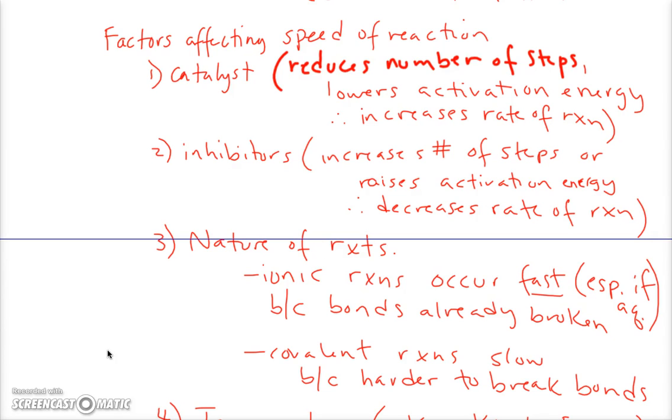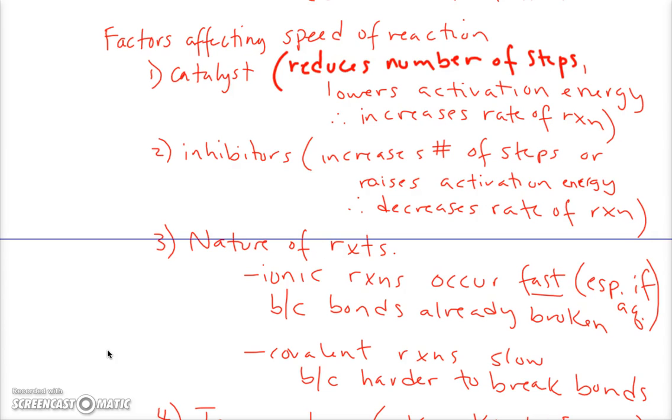Now, opposite of a catalyst, there are inhibitors. Inhibitors increase the number of steps that a reaction takes to make it happen, or it will raise the activation energy. Either way, there is a decrease in the rate of a reaction when an inhibitor is used.